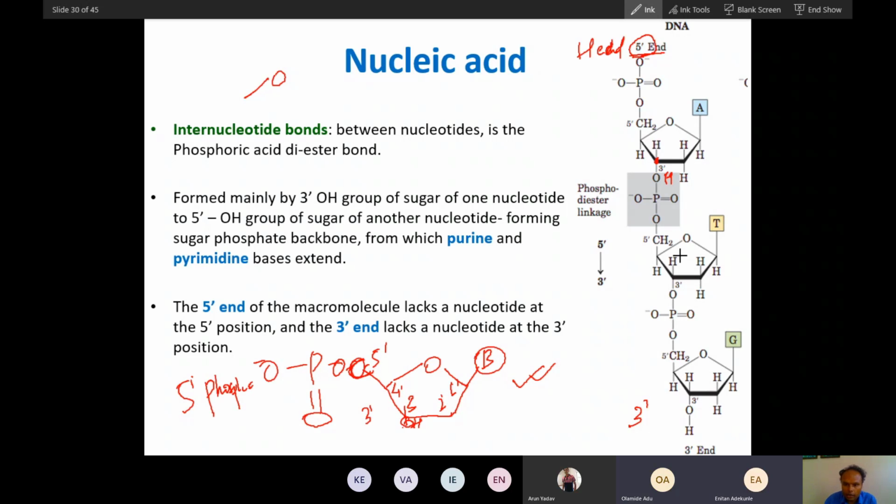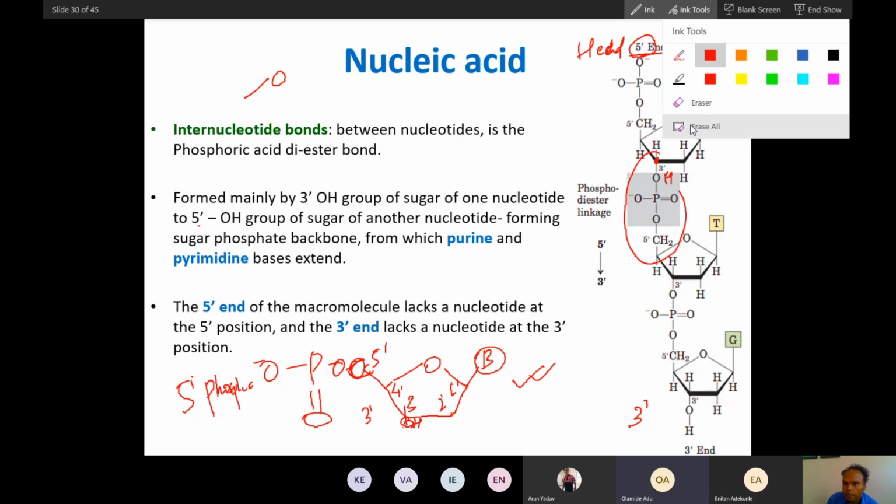Now this second nucleotide will bind through the 5' phosphate of the second nucleotide. Again, the same thing: the bond is between this 5' phosphate and this 3' OH. Can you see it, by this phosphate? This is phosphate 3' to 5'. The bond is between 3' and 5'. Did you get that?